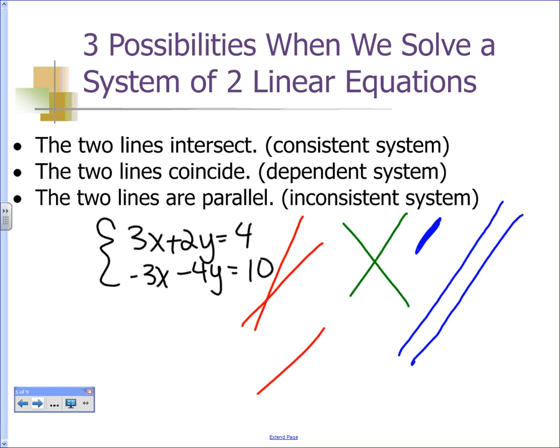Parallel, inconsistent. Parallel, do they ever have a solution where they cross? They don't ever cross. Where they intersect, where they cross, is the solution. And since they don't have a solution, they're inconsistent. Any questions on the terms? Do y'all understand what they look like? Okay.